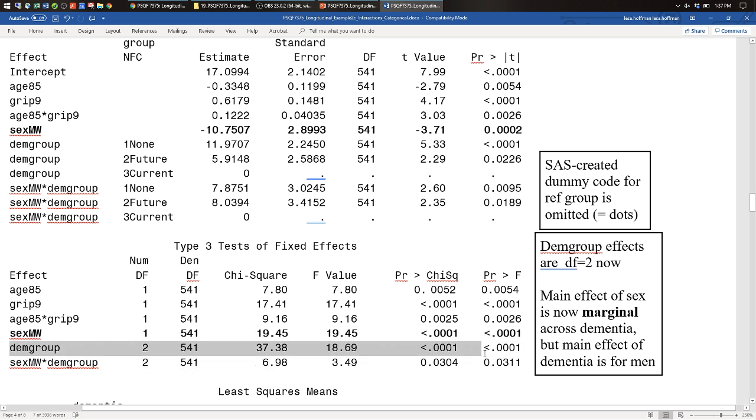Dem group now, this is 2 degrees of freedom because this is lumping together the 2 contrasts up here. And sex by Dem group is lumping together these 2 contrasts. It could have been any of the 3 contrasts. Any 2 of the 3 would do it.